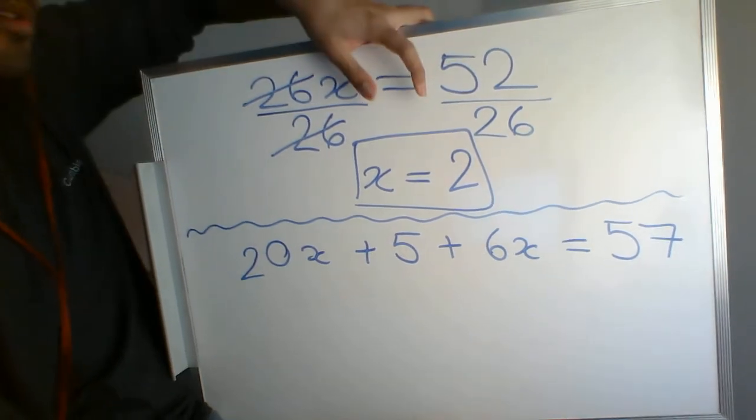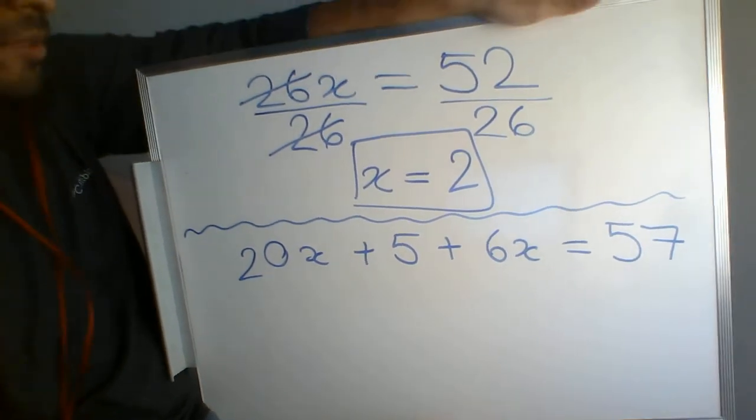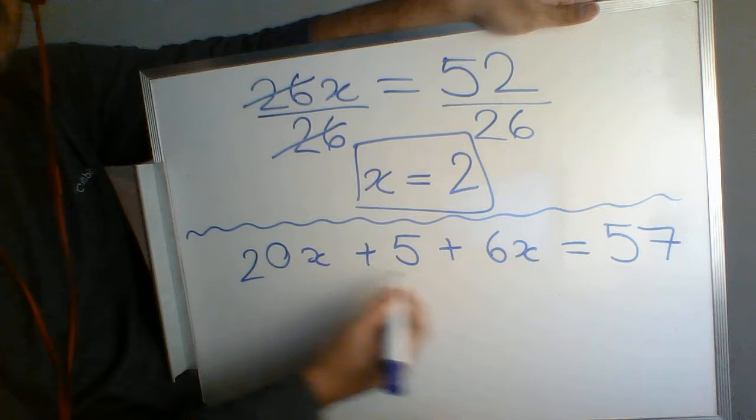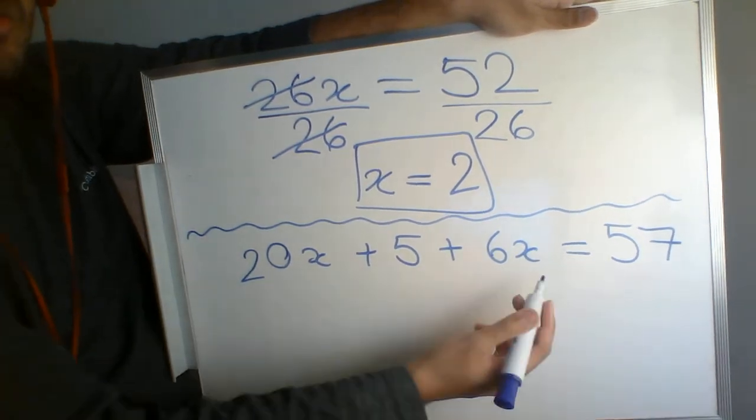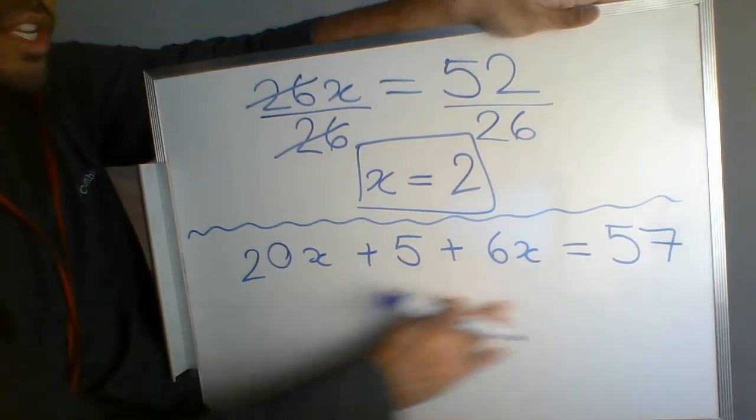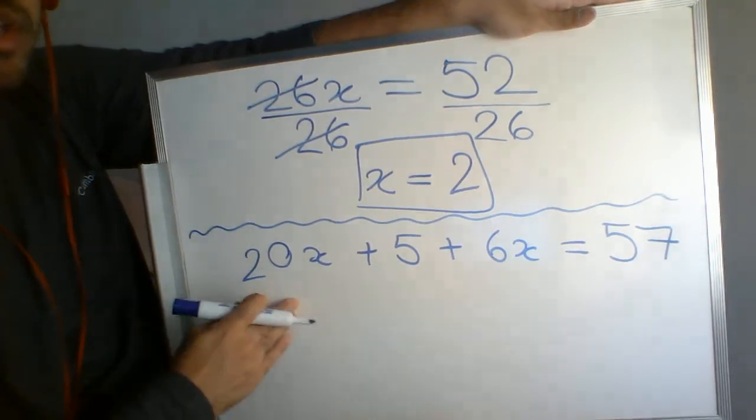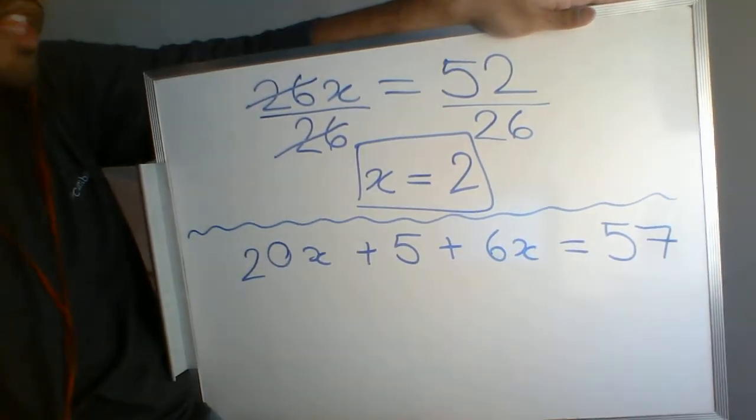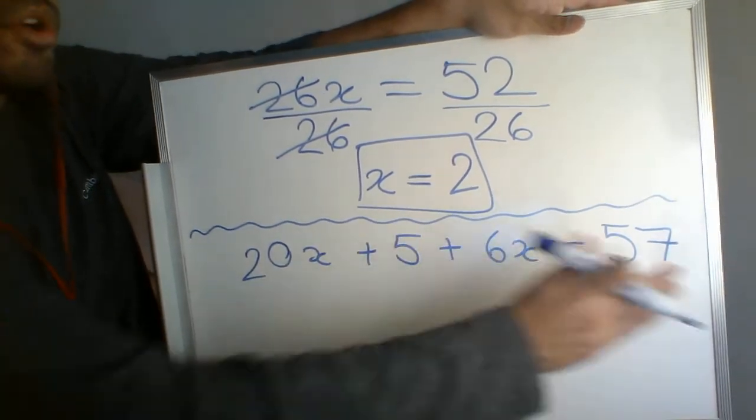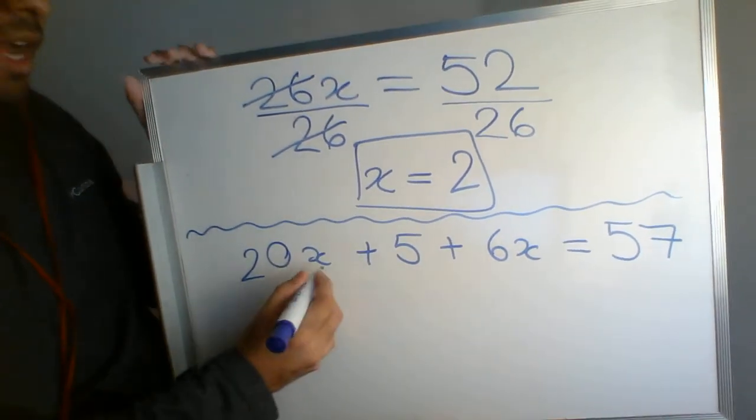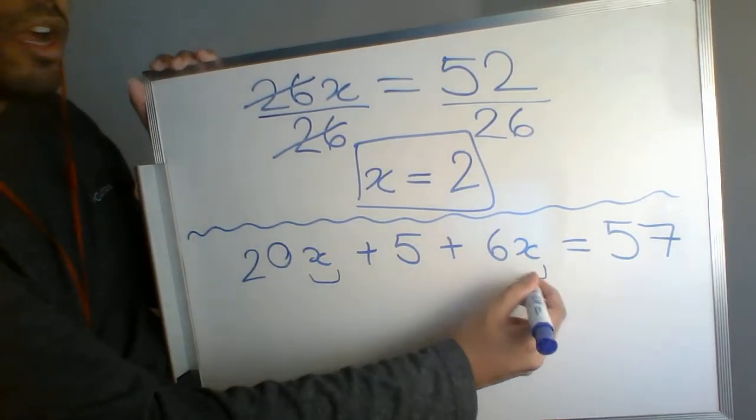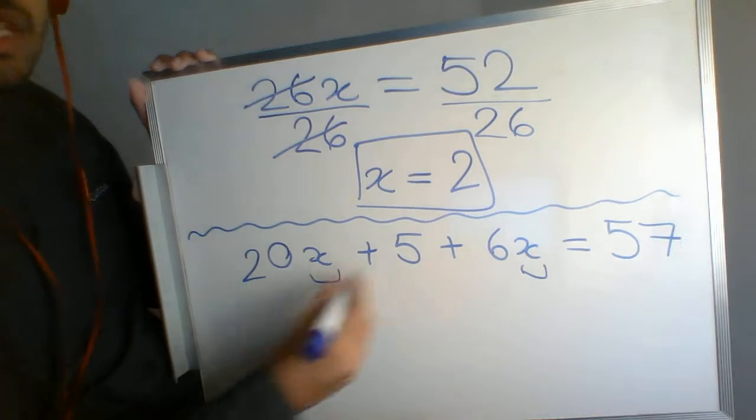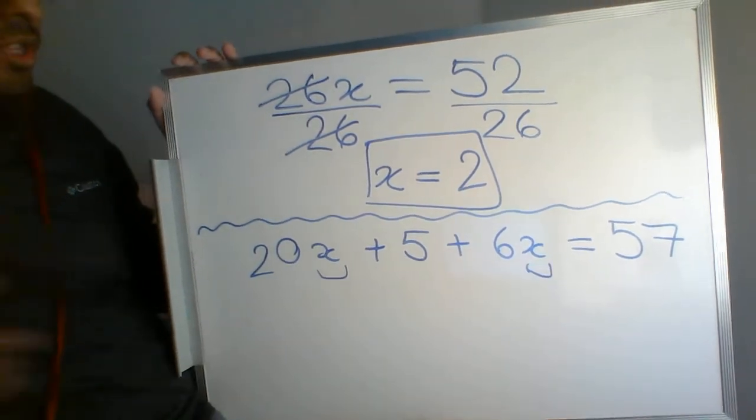Now, if x equals 2 is the right answer, then I should be able to replace these x's here with the number 2, and I should get 57 on this side and 57 on that side. So I should basically get the same number on the left and the right side if I put in a 2 where I have these x's. So let's go ahead and do that.